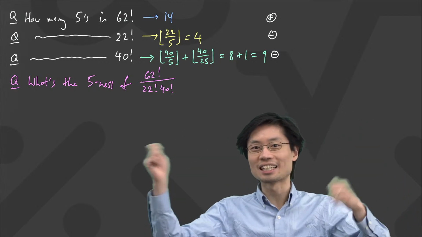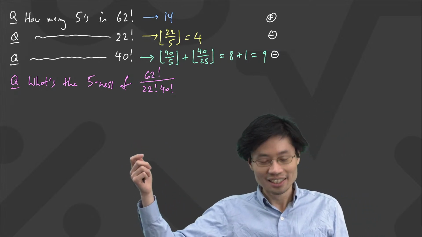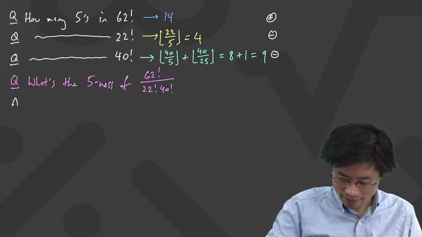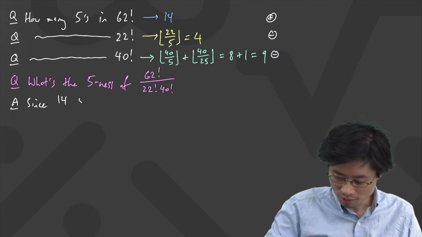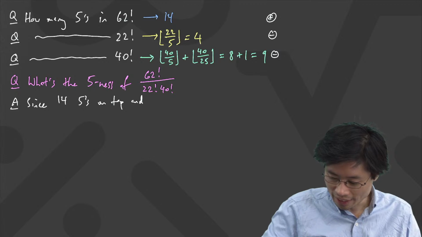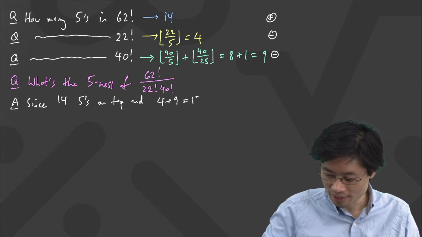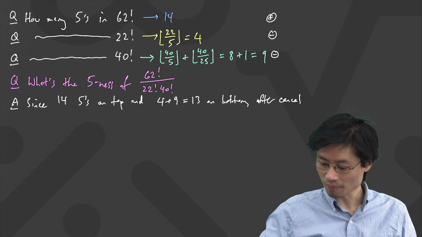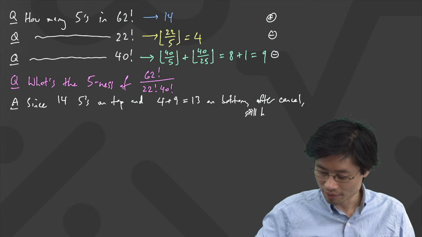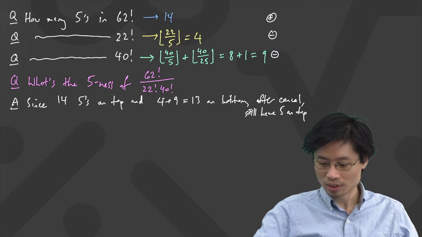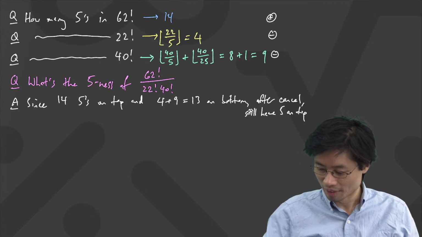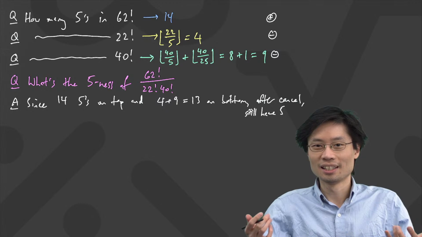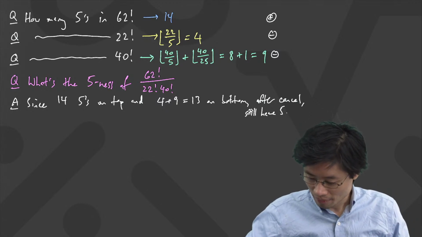Okay, so it means if you go and cancel and cancel and cancel, by the time you're all done canceling, there's still a 5 surviving on top. Is that okay? That's the important thing here. So the answer to this is, since you have 14 5s on top and 4 plus 9 equals 13 on the bottom, after canceling, you still have a 5 on top. There's no more top and bottom. Does that make sense? When you're done canceling, you just have an integer. You still have 5 as a factor of the integer.